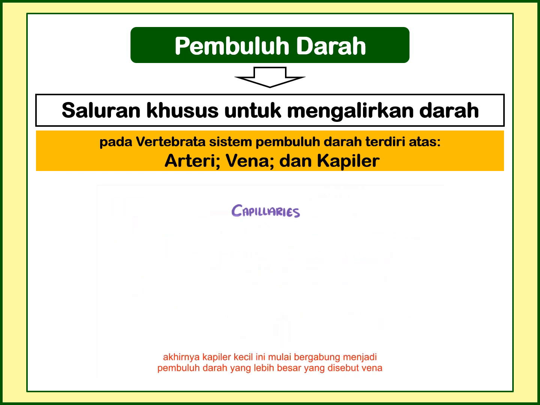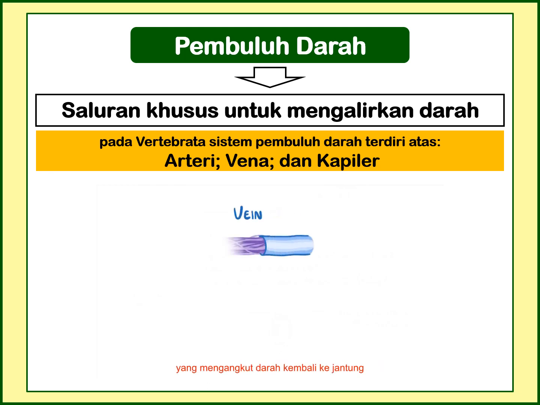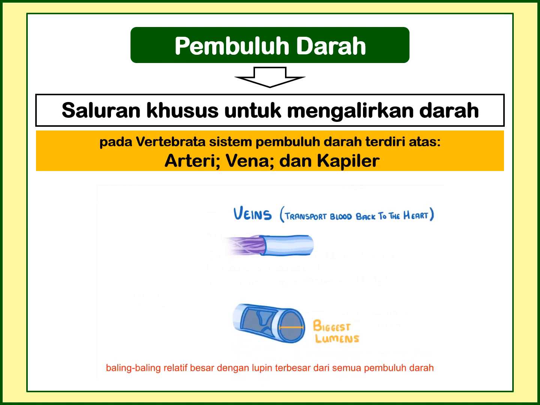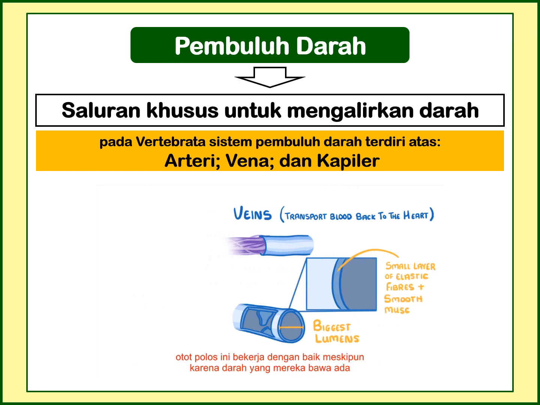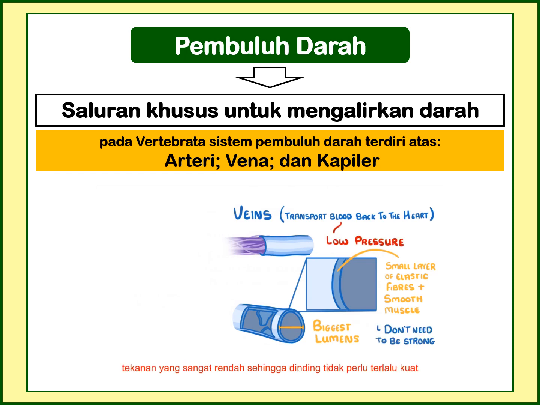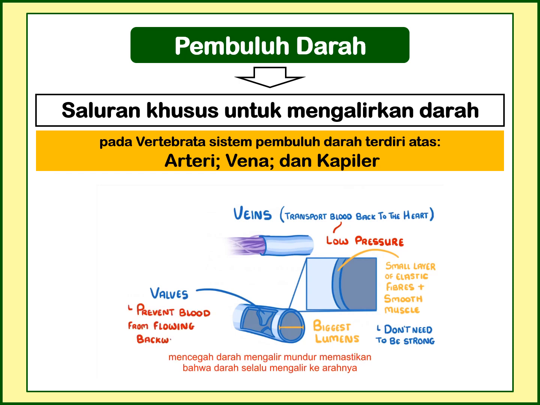Finally, these tiny capillaries start to join up into larger vessels called veins, which transport the blood back to the heart. Veins are relatively large, with by far the biggest lumens of any blood vessels. They also have relatively thin walls, with only small layers of elastic fibers and smooth muscle. This works fine though, because the blood that they carry is at very low pressures, so the walls don't need to be very strong. The important thing to remember about veins though is that they have valves, which prevent blood from flowing backwards, ensuring that it always flows towards the heart.